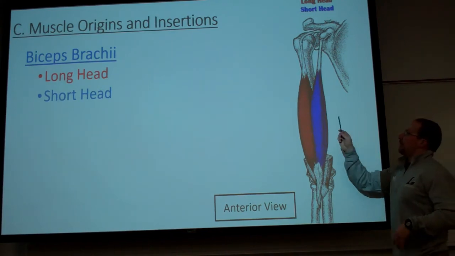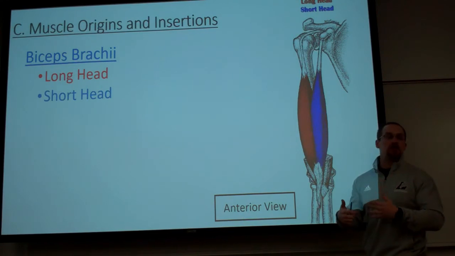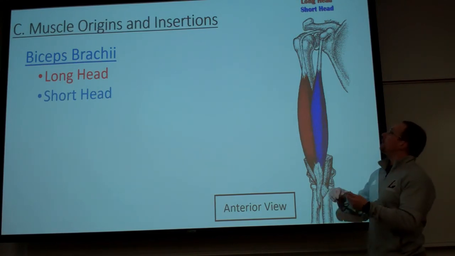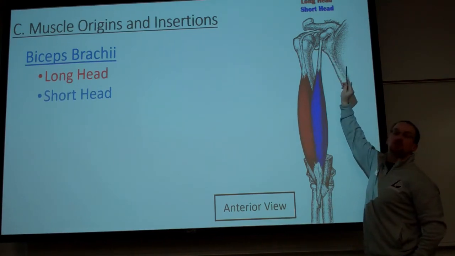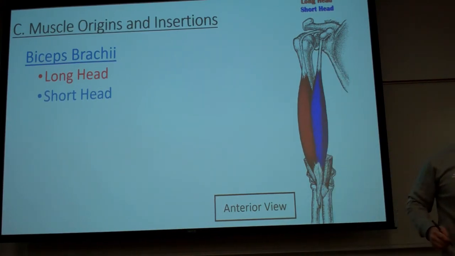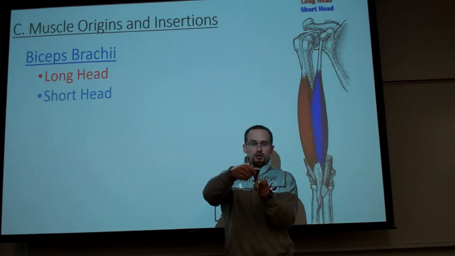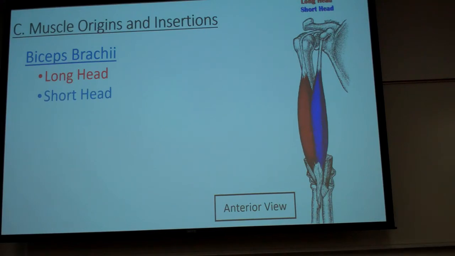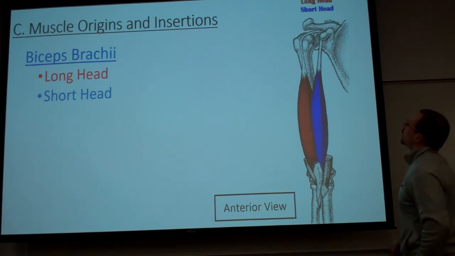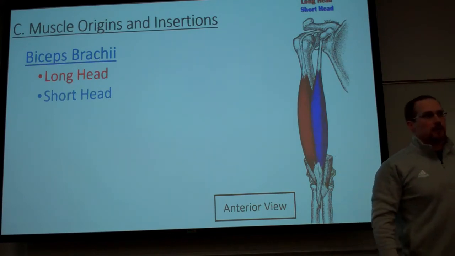Origins, okay, up top here. Again, I don't need you to specify whether it's the long head origin or the short head origin. But notice, okay, for the long head, it originates at the supraglenoid tubercle. So if you got your glenoid cavity, okay, the tubercle directly above, that's where the long head originates. The short head is at the coracoid process.